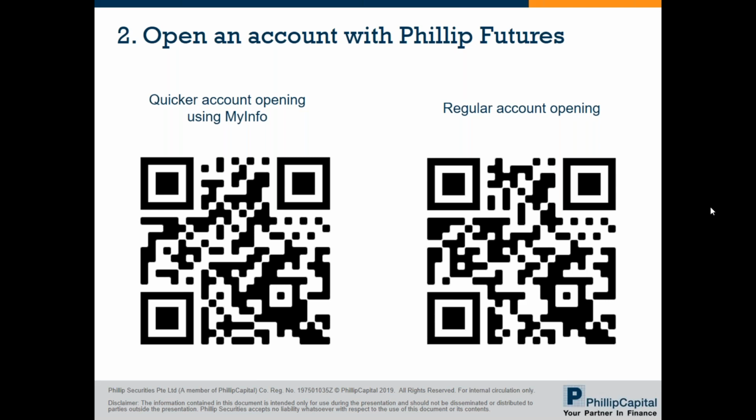If you would like to be part of Phillip Futures, and also to be our client on MT5, just scan the QR code and fill in the information that is required. If you have MyInfo, that's great, because it will take you just a couple of minutes to complete the form. So let me just quickly move on.